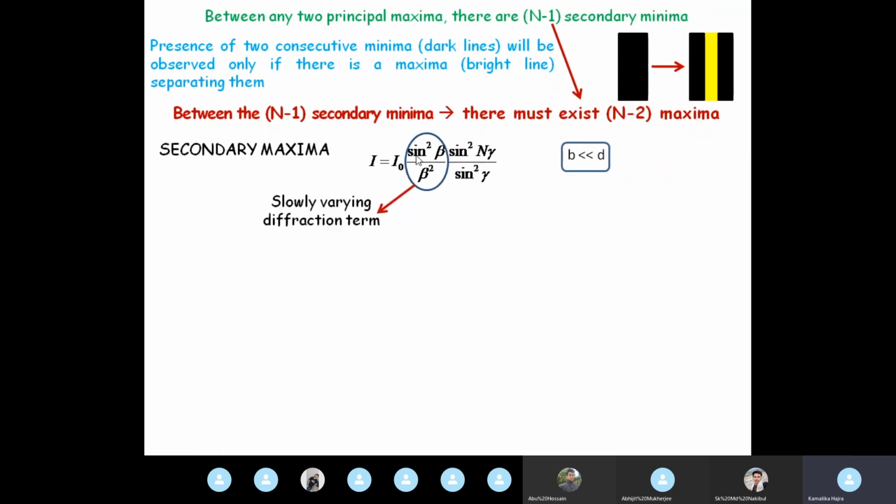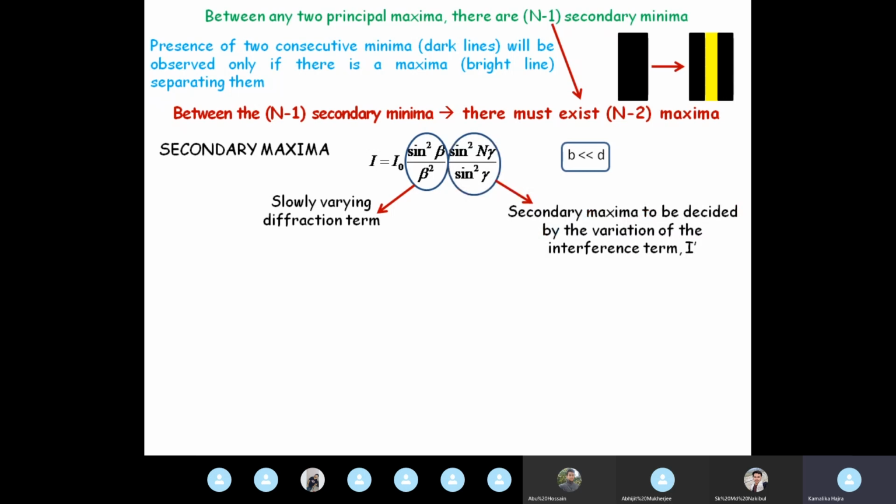All right. So sine square beta by beta square is the slowly varying diffraction term, whereas sine square n gamma by sine square gamma is the term that will be deciding the secondary maxima. Okay. And for convenience, we call this term, sine square n gamma by sine square gamma, as I prime, the intensity of the secondary maximum.